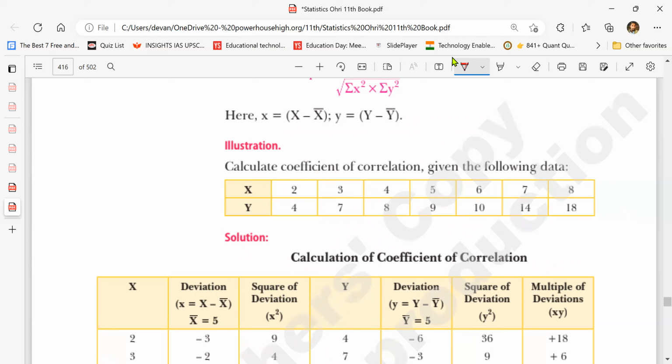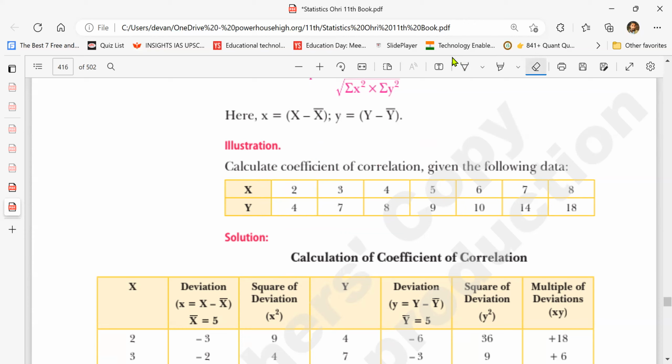How will we do that? We will subtract all the x values from the mean of x, and similarly the values of y from the mean of y. Perfect. And then we will calculate the small x square, small y square values. Do remember small x square, small y square.